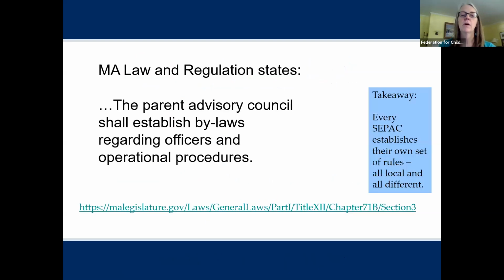Massachusetts law and the regulations state that each parent advisory council shall establish bylaws regarding officers and operational procedures. Therefore, every SEPAC in the state has a different set of operational guidelines or rules that they follow. Those are the bylaws. And you can see that they're all responding to the local needs of that community and that SEPAC. And so there's some flexibility there. So there's really no best practices around that. It's really how each SEPAC wants to work.